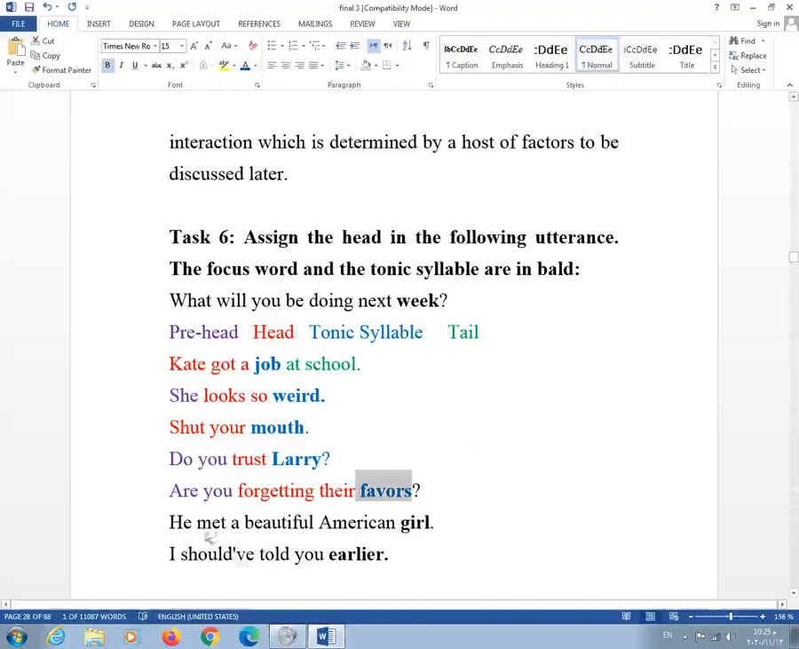He met a beautiful American girl. Girl. He is purple, pre-head. Then met a beautiful American: this is the head. He met a beautiful American girl. Girl is the tonic syllable, the tonic focus word.